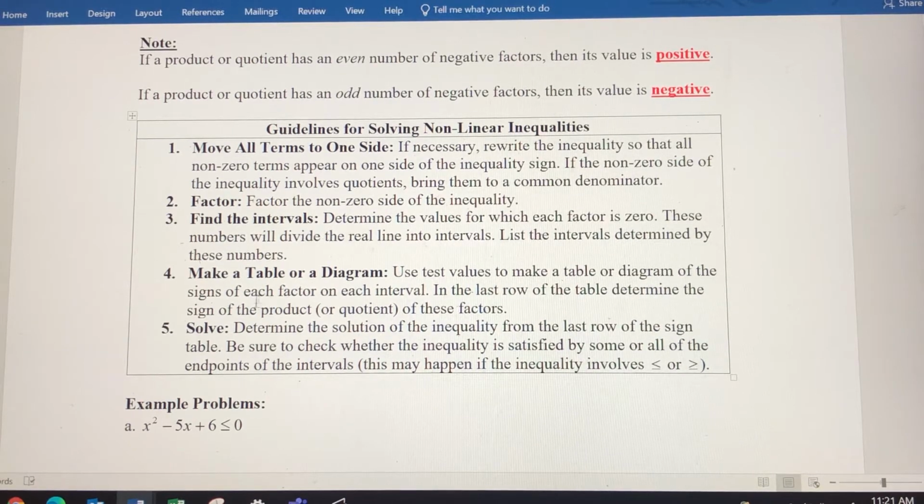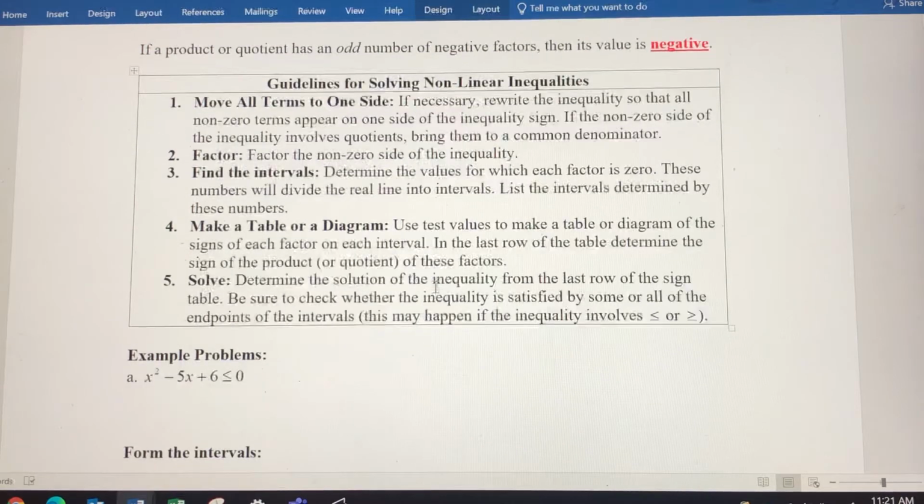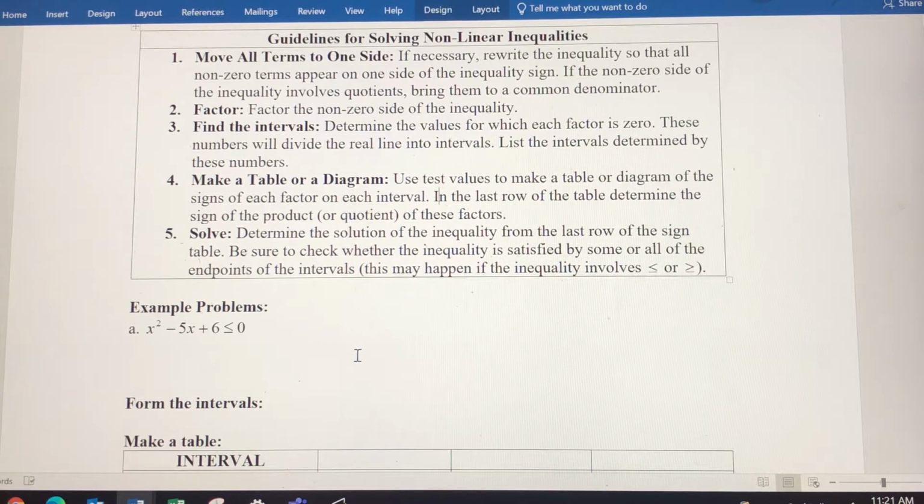Once we have our intervals, we're going to make a table, okay, and then we're going to test values within each of those factors, and that'll make more sense as we go along here. This is going to be a video you probably need to watch a couple times to truly get what's going on, okay? Once we make this table, we're going to determine the ranges, or the intervals that actually work for the inequality, and that will be our solution, okay? So we're going to determine the solution of the inequality from the last row of our table, okay? And again, watch this video a few times because I think you're going to need to.